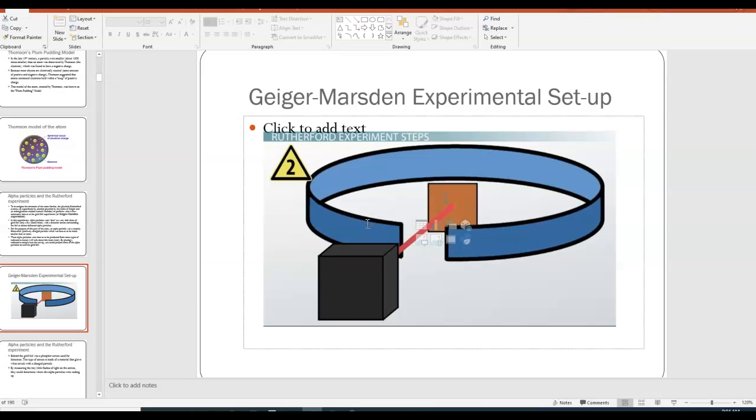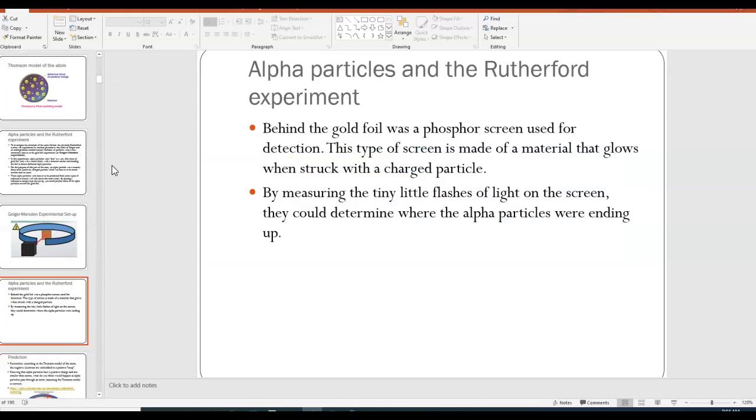And then this outside screen in blue is called a phosphorus screen, and it's basically like a detection device. And the idea is that this type of material emits light when it's struck with a charged particle. And so you can literally see a little flash of light everywhere it gets hit by an alpha particle. And this means you can kind of figure out what's happening as far as the alpha particles going through the gold foil or not going through the gold foil.